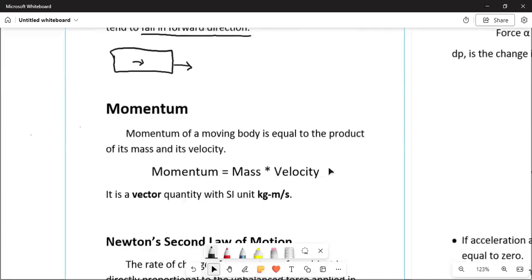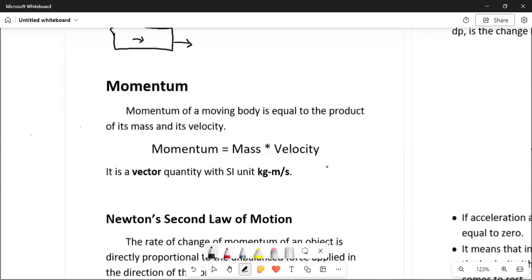And now we move on to our next topic, that is momentum. Now, momentum of a moving body. Here, moving body is very important. Why? Because any body will gain momentum only and only if it is moving. If a body is at rest, there will be no momentum. And this momentum is equal to the product of its mass and velocity.